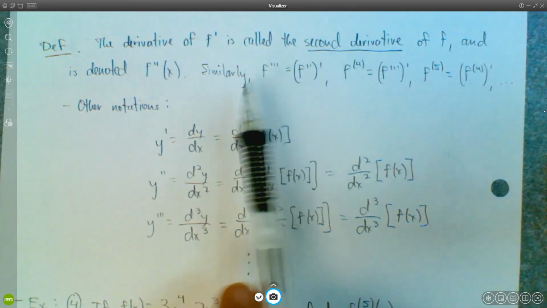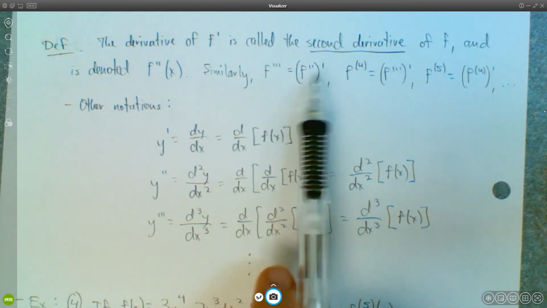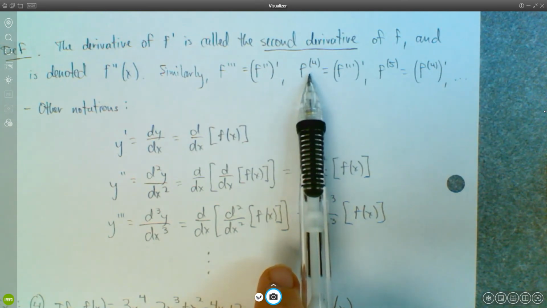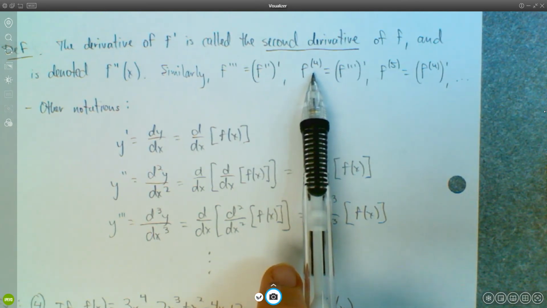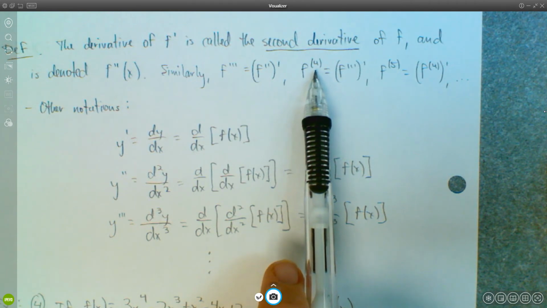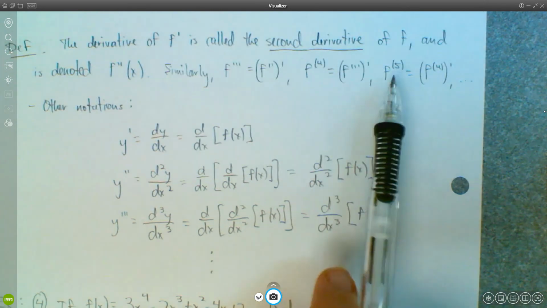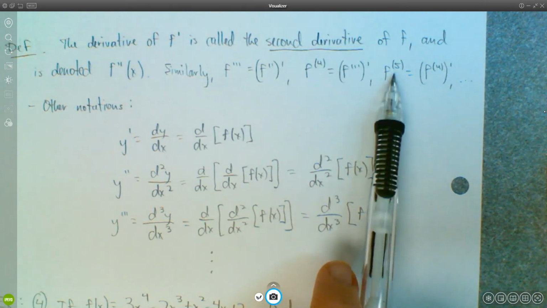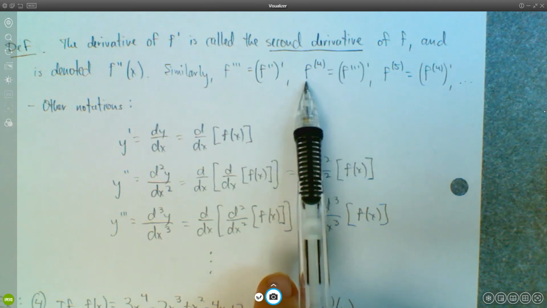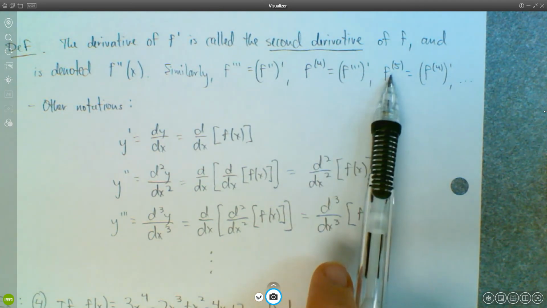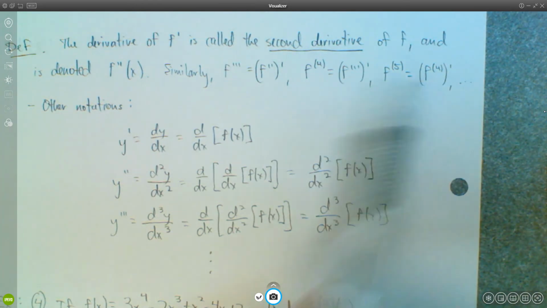And similarly, f triple prime is just the derivative of f double prime. And I don't even know what we would call this, quadruple prime, I guess, but when the number is in parentheses, that means take the derivative 4 times. So it's just the derivative of f triple prime. We would call this the fourth derivative. It is just the derivative of the third derivative. And the fifth derivative is just the derivative of the fourth one, and so forth.